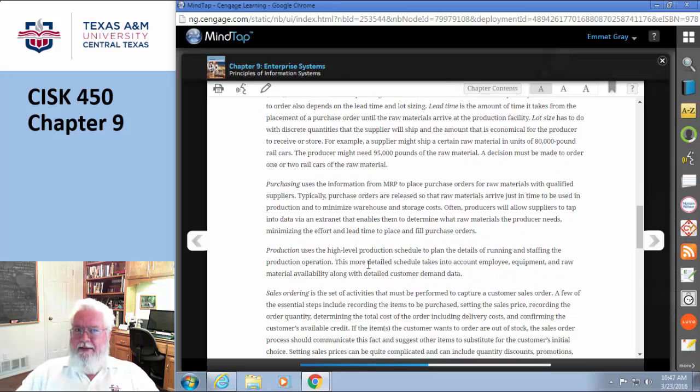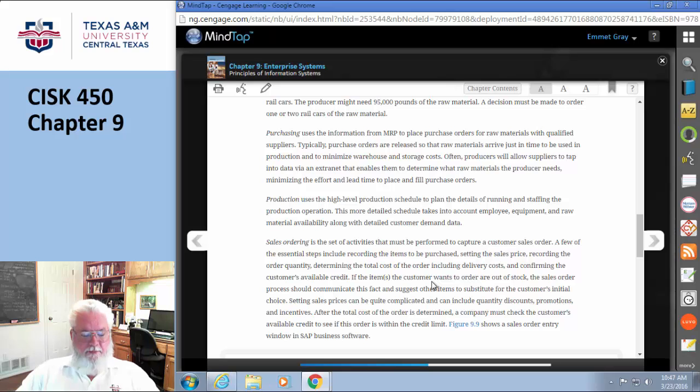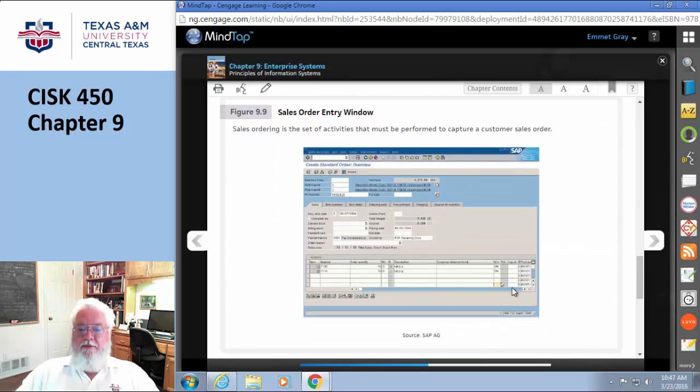Production, this is like a high-level plan of, okay, I need to have these people show up at this time. This skilled craftsman has to be over here in building A. Sales, ordering, I have to be able to capture that sales data. Okay, so bottom line is, here's an example of an order, sales data we just talked about, where I go through and I type in, here's what I'm going to be ordering. Okay, so that's an example of supply chain management.